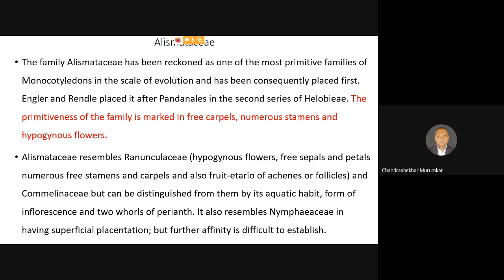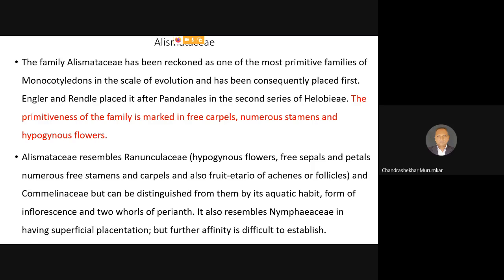finding the horseshoe shaped embryo, and because of that we are supposed to even compare this family with the Commelinaceae. But it can be distinguished from others by its aquatic habitat because Ranunculaceae and Commelinaceae are terrestrial plants. To some extent, Commelinaceae members are marshy plants. They are present in the vicinity of water. But as far as the Alismataceae is concerned, it is a typically true aquatic habitat. The form of the inflorescence and the two whorls of perianth.